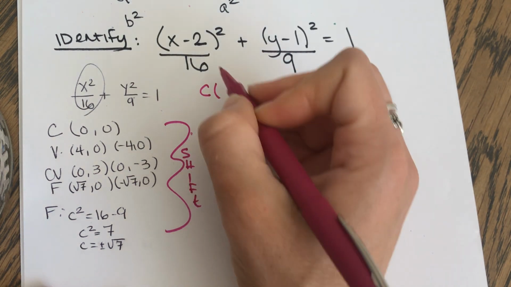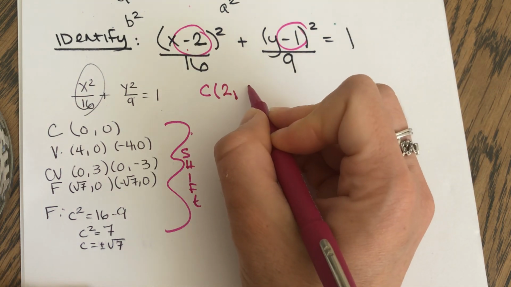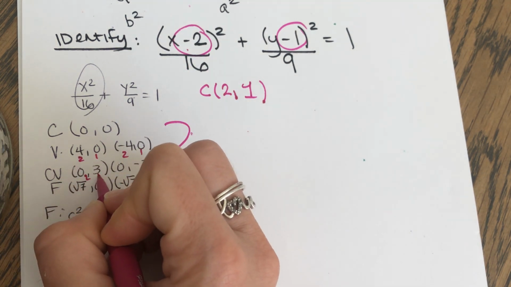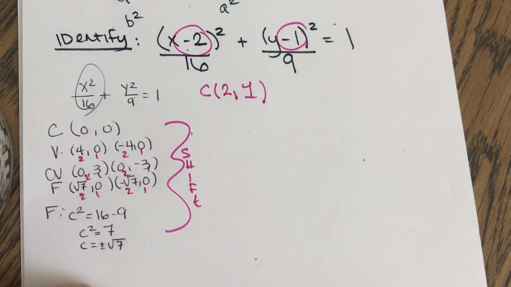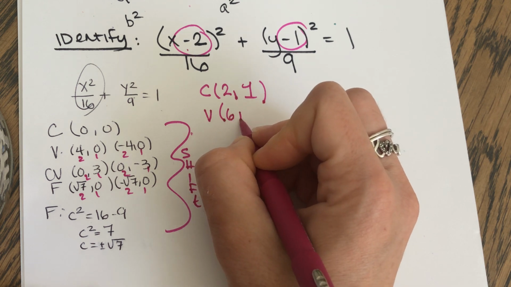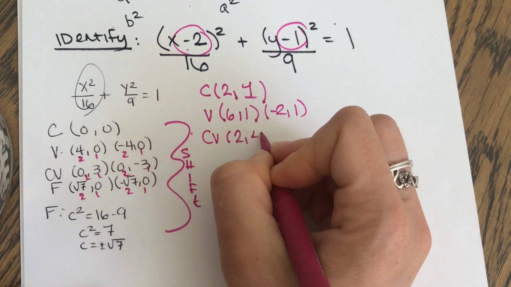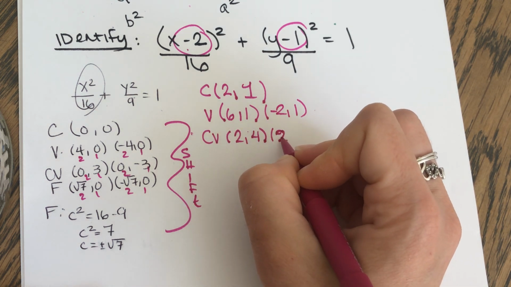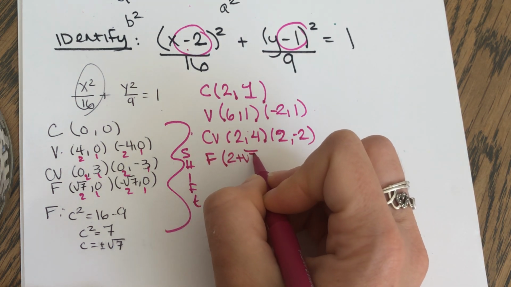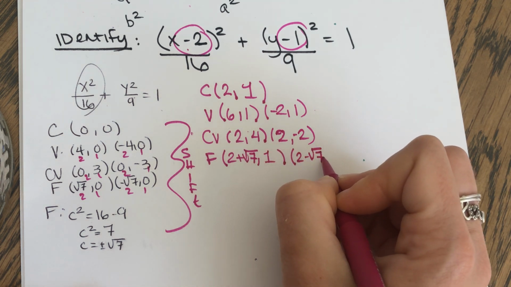Okay, so what is the real center? The real center is this. Positive 2, remember opposite? Positive 1. And then come over here and take the 2, 1 and add it. And then it's easy, you guys. So vertices, adding it, I get 6, 1 and negative 2, 1. Covertices, 2, 4 and 2, negative 2. And then remember for your foci, 2 plus radical 7, comma 1, and 2 minus radical 7, comma 1.